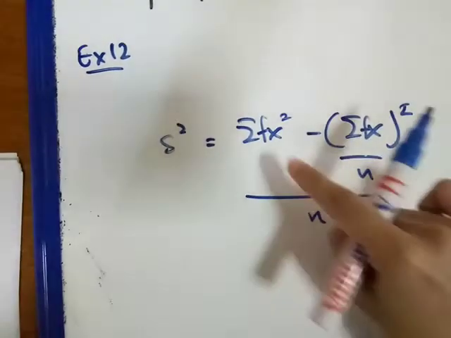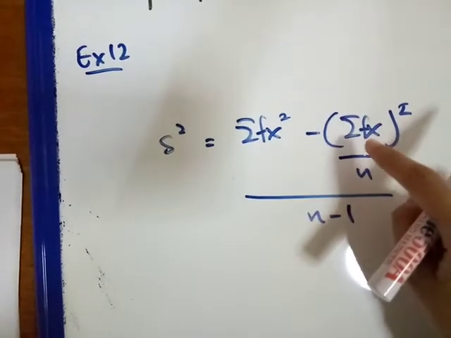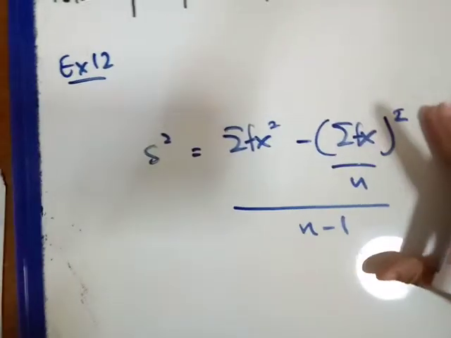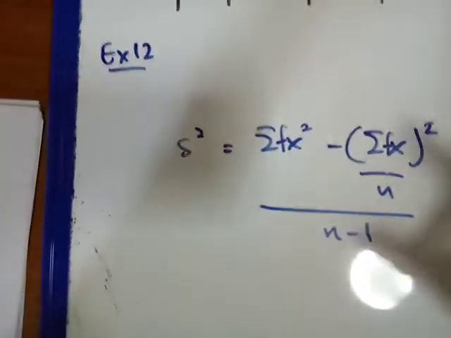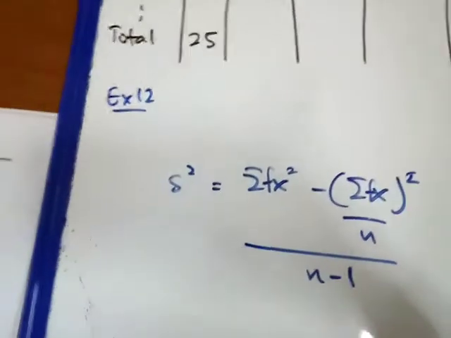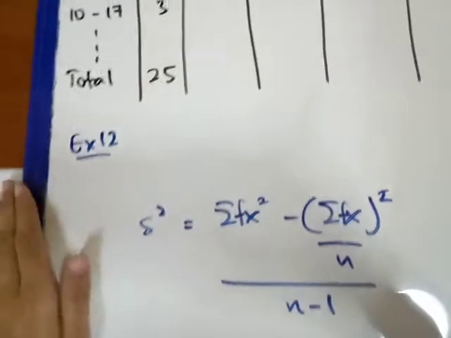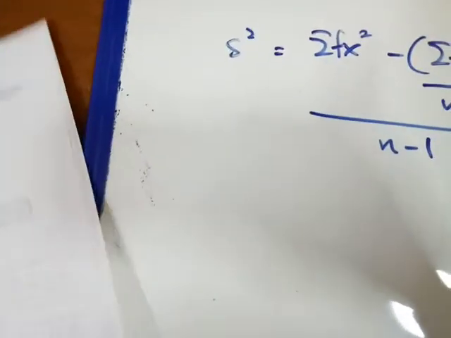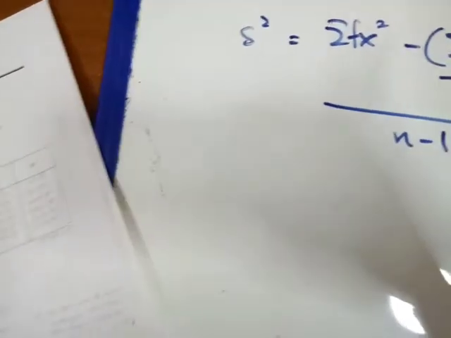Compared to the ungrouped data without f earlier, this is for grouped data. Do you understand? So, first step. Let's look at Example 13.